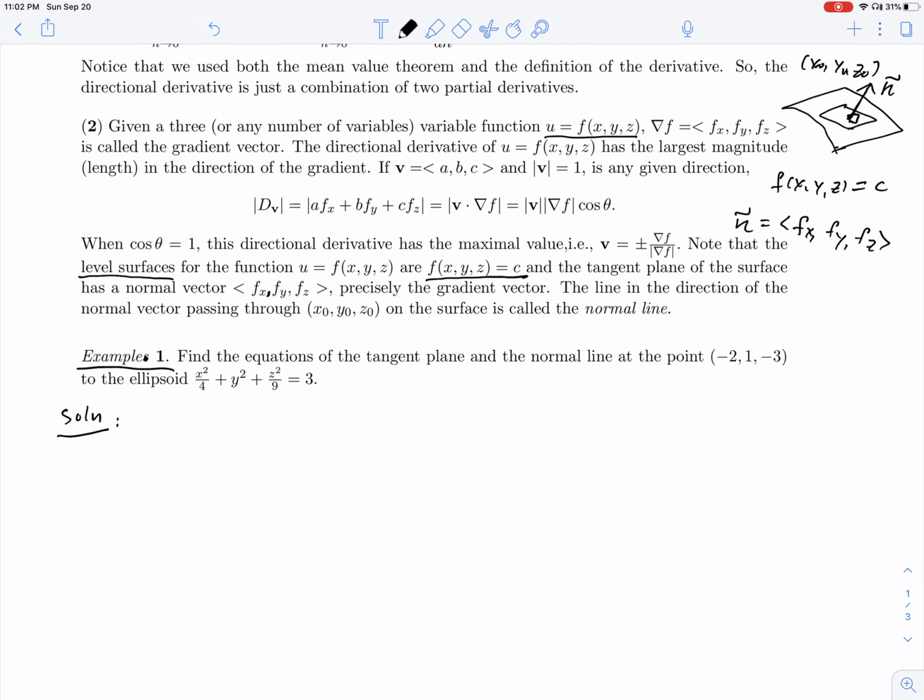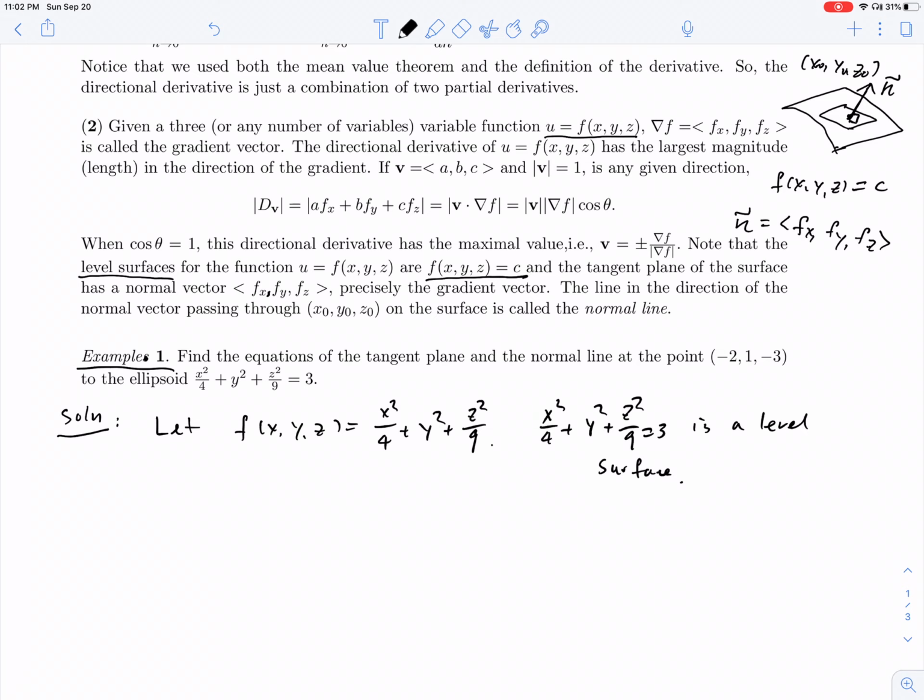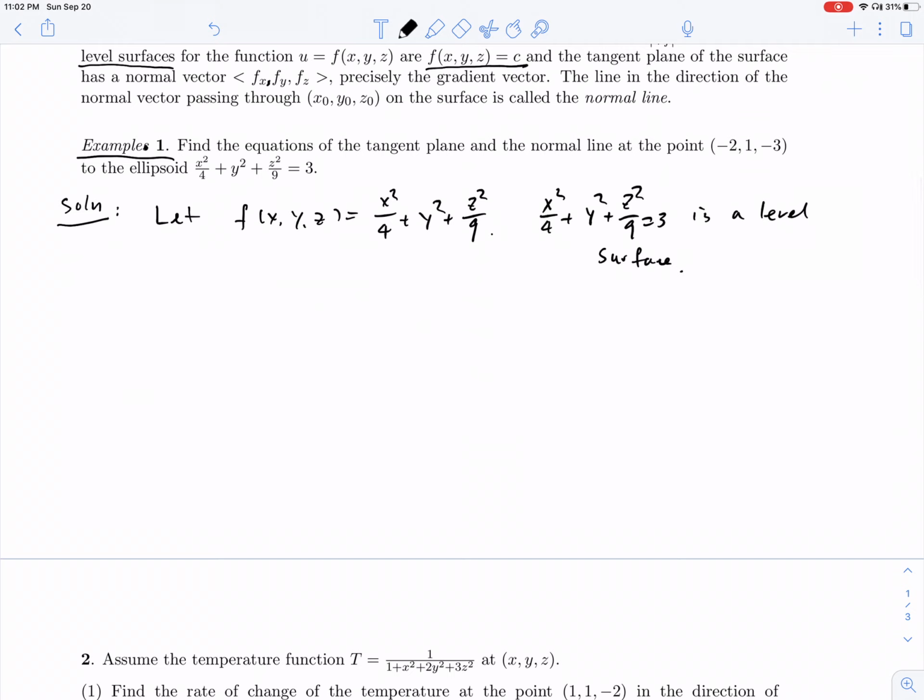And because we have an equation for the surface, it's more convenient if we just name this left-hand side to be a function. So we call this function f of x, y, z. And that way it's easier to use our formula. If we do that, then x squared over 4 plus y squared plus z squared over 9 is equal to 3 is a level surface, right?